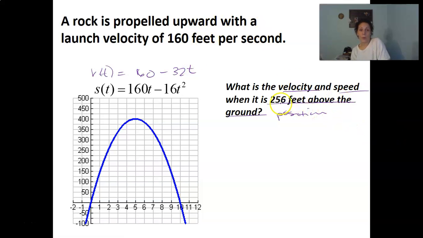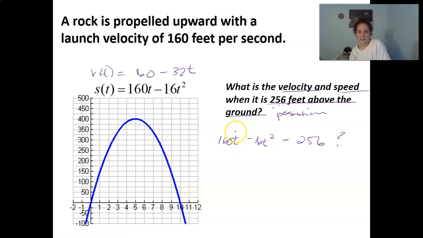If I can figure out when my position is 256, then those are the times I need to put back in my velocity equation, because they're asking about velocity. So all I have to do is take my position equation, 160t minus 16t squared, and say when is that equal to 256? Well, this is a quadratic equation. There's going to be two answers. It's going to be at a height of 256 twice, once on the way up, once on the way down. Don't ignore the two answers.